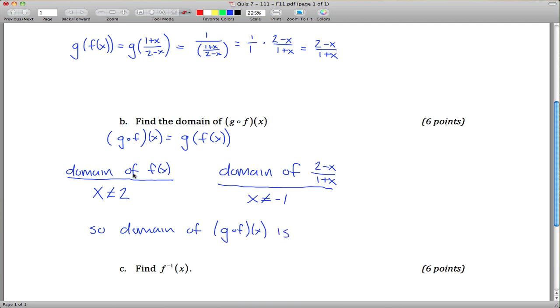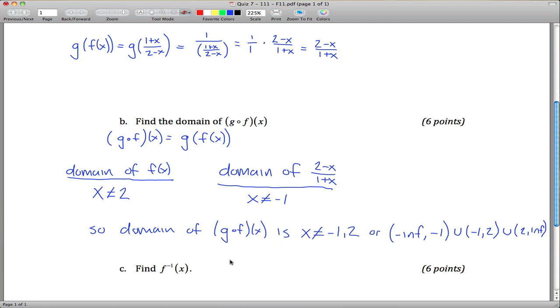So the domain of g of f of x is the intersection of these two domains. It has to make sense here, and it has to make sense here. The things that make sense in both places is everything except for negative 1 and positive 2. So x cannot be negative 1 or positive 2. Or if you wanted interval notation, which I guess I didn't ask for, maybe I'll put or right there so the grader knows: everything up to -1, everything between -1 and 2, and everything bigger than 2. So that right there is our domain.